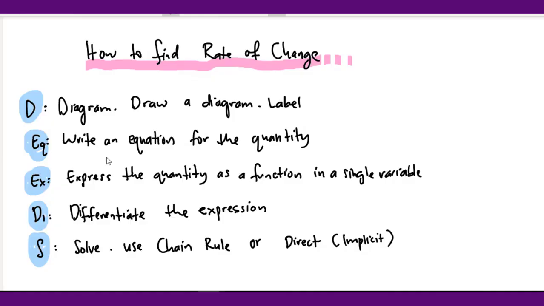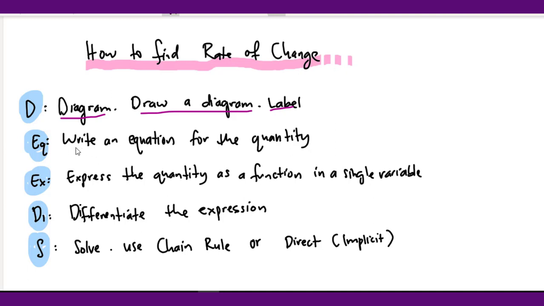This video shows you how to find rate of change. There are 5 steps to find rate of change using the acronym DEEDS. The first is D. D refers to diagram. Draw a diagram and label.